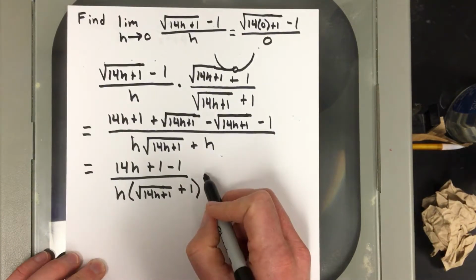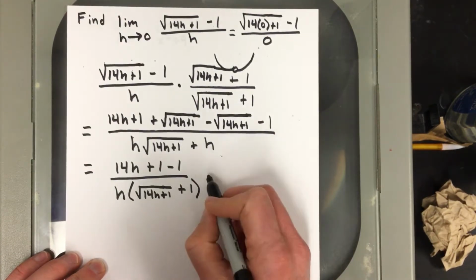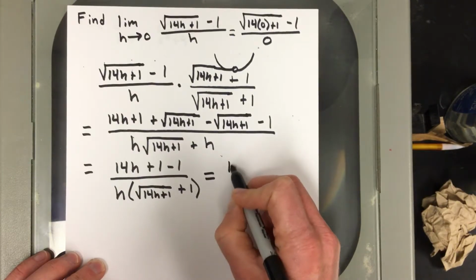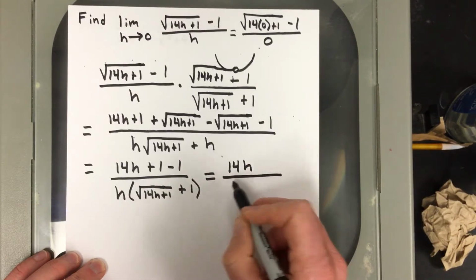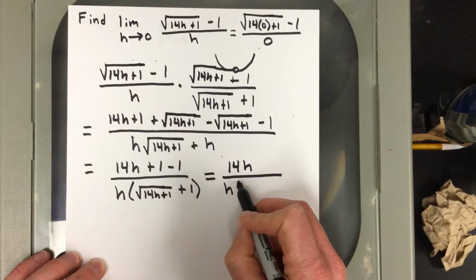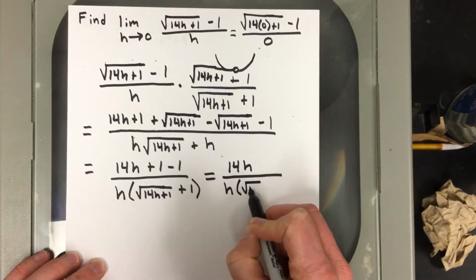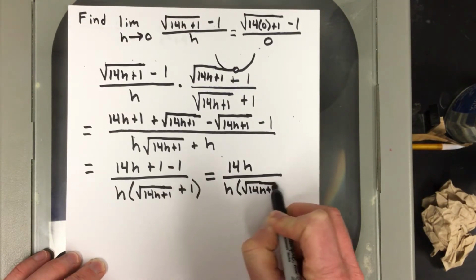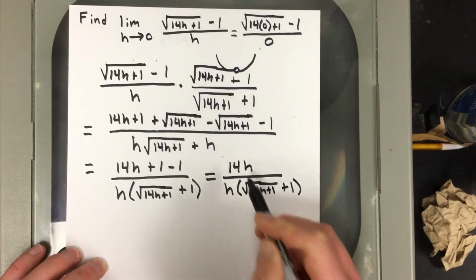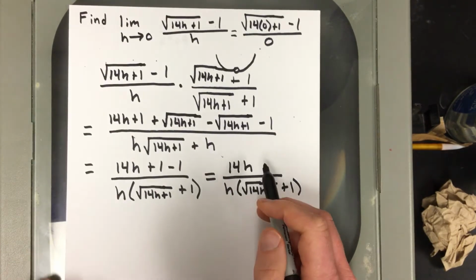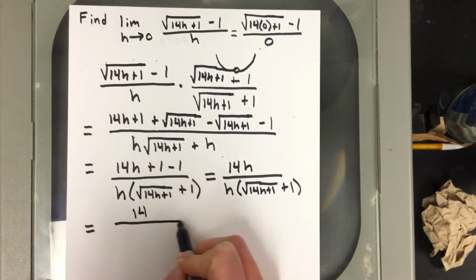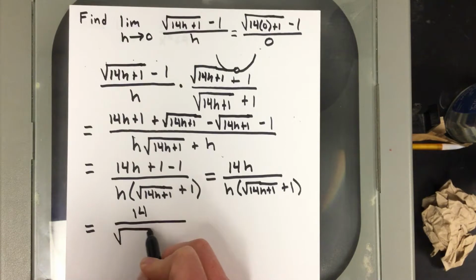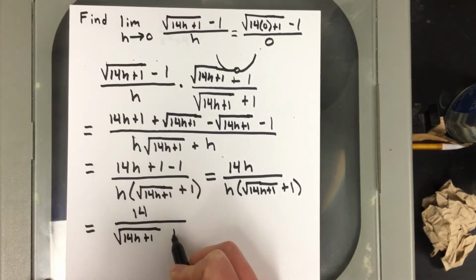Then I'm going to work sideways for just a second. That's going to give 14h, because the plus 1 and the minus 1 cancel out, over h times the square root of 14h plus 1 plus 1. The h's are going to cancel here, and that leaves me with 14 over the square root of 14h plus 1 plus 1.